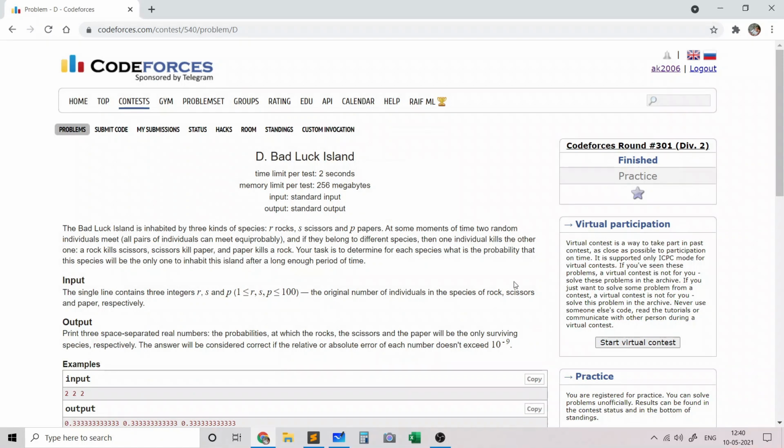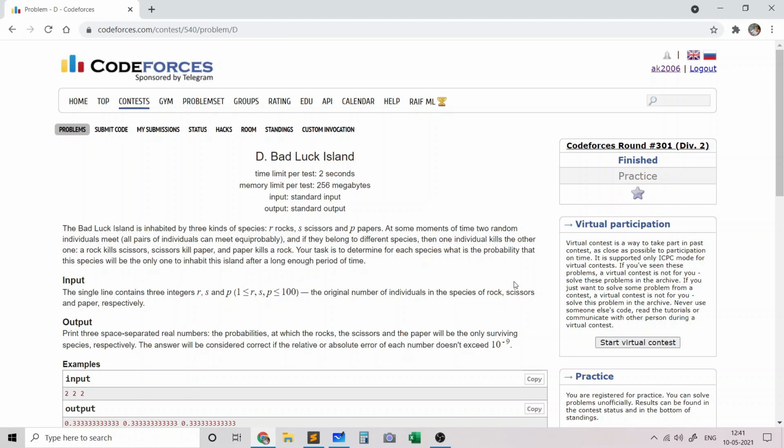In this problem, we are given an island which is inhabited by 3 kinds of species: rocks, scissors and papers. Initially there are R rocks, S scissors and P papers. At some moments of time, two individuals meet, and all pairs of individuals can meet with equal probability. If they belong to different species, then one individual will kill the other. So a rock would kill a scissor, a scissor would kill a paper, and a paper would kill a rock when they meet.